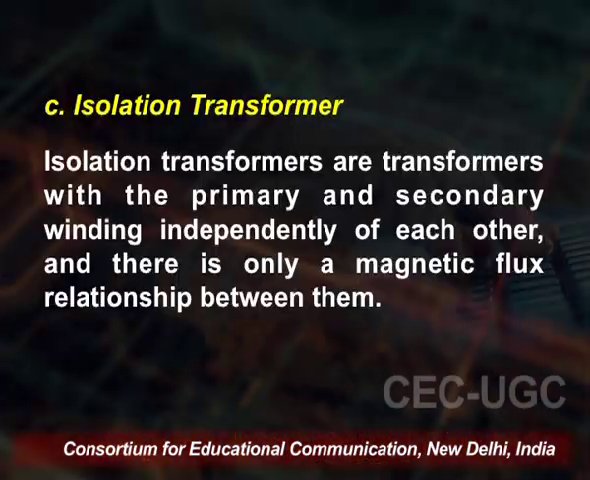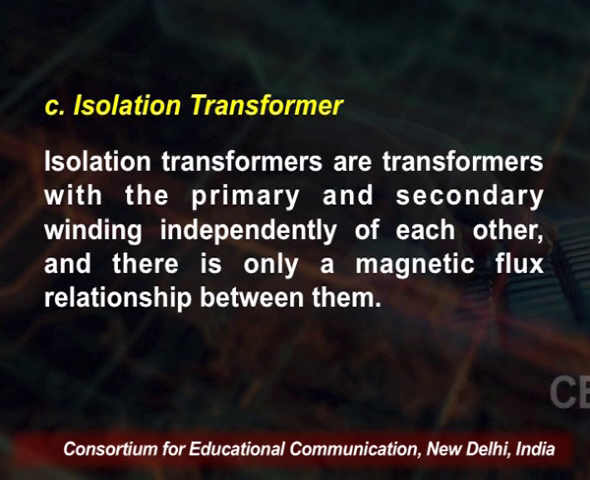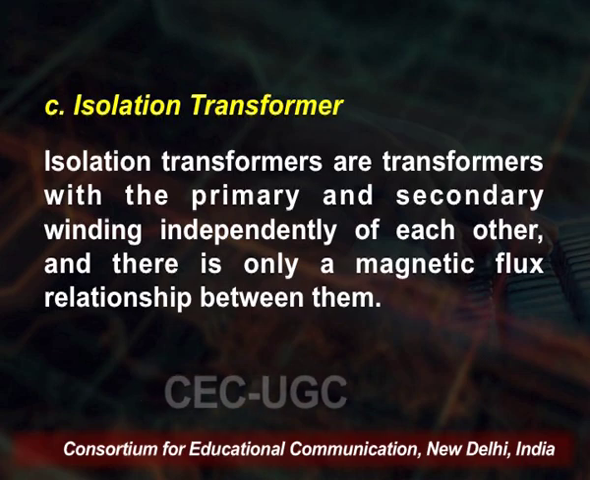Another type of transformer in this category is the isolation transformer. Isolation transformers are transformers with the primary and the secondary windings independent of each other, and there is only a magnetic flux relationship between them. It means the primary and secondary windings are independent, and the relationship is based on the magnetic flux.